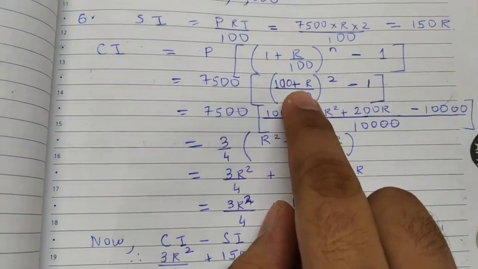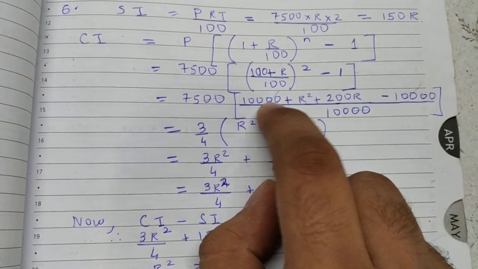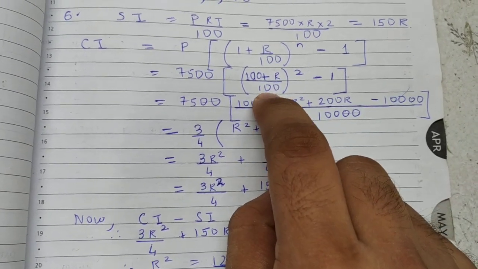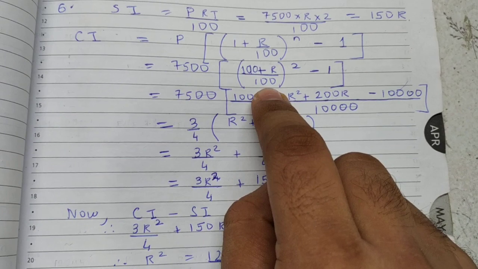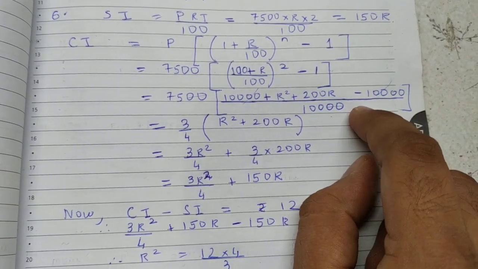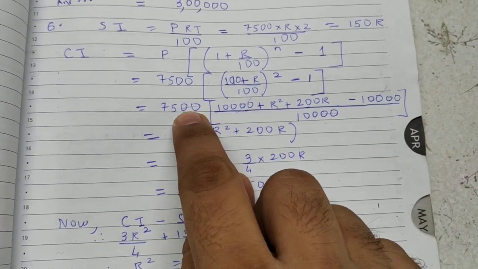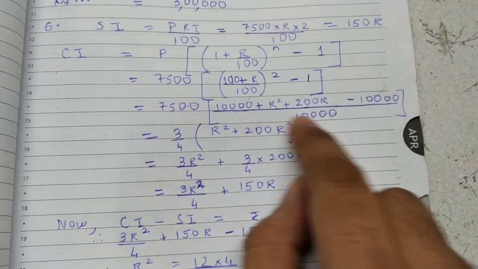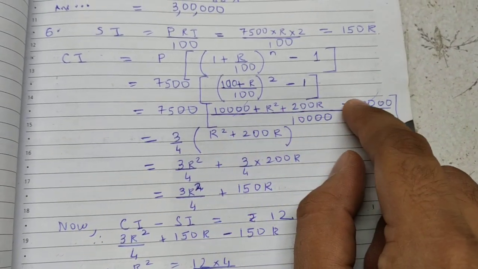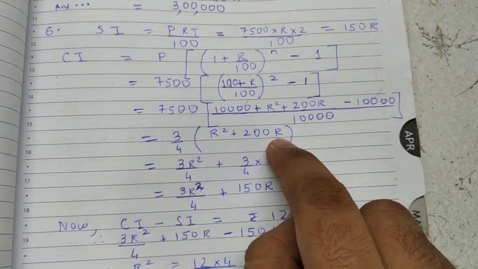Now here we'll have to use a square formula. In the numerator we have (a plus b) the whole square, that is a square plus b square plus 2ab. And the denominator is also 100 squared, that is 10,000. After removing LCM we reach this step. Now here, 7,500 and 10,000 can be reduced further to give you 3 upon 4. 10,000 and 10,000 can be cut, so we are left with this.